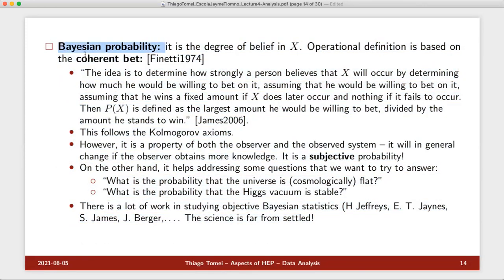So if you follow this definition of Bayesian probability, you can show that it follows the Kolmogorov axioms, so it's done. But it has this property that it is subjective.